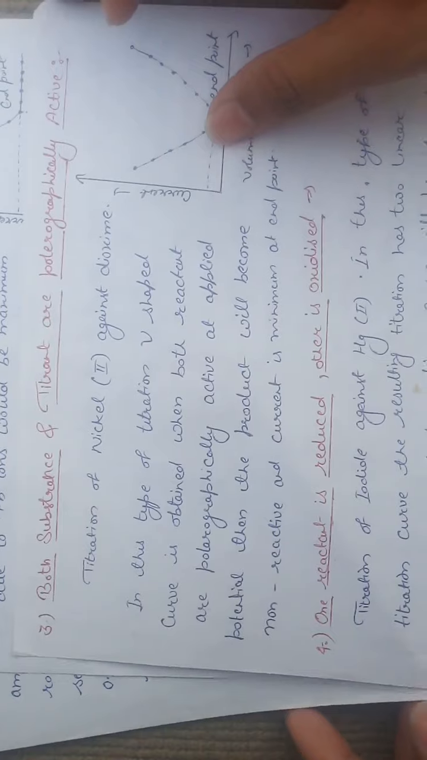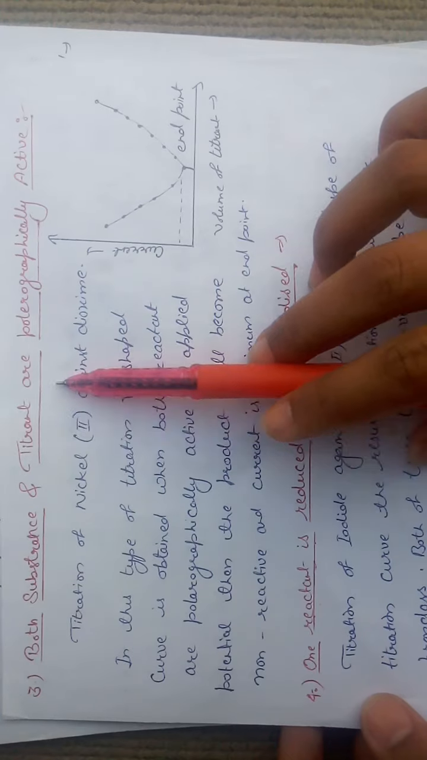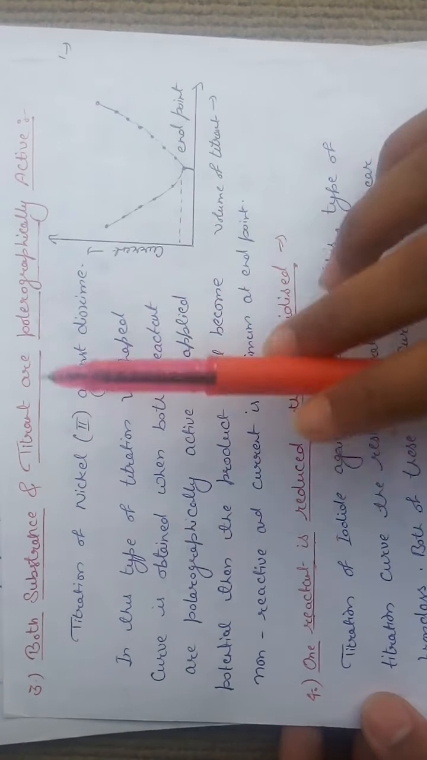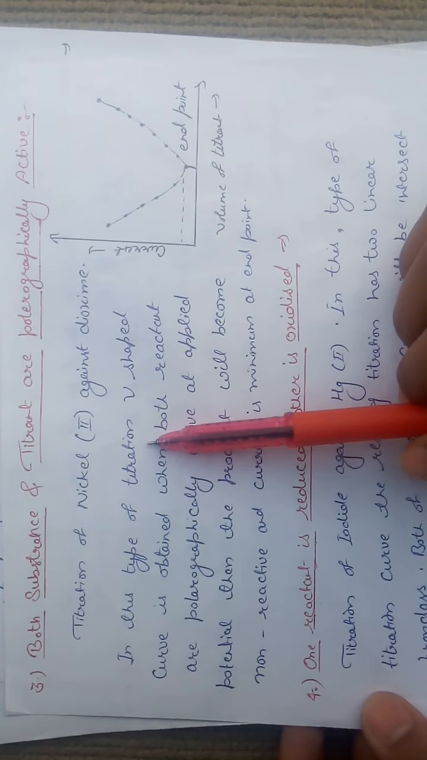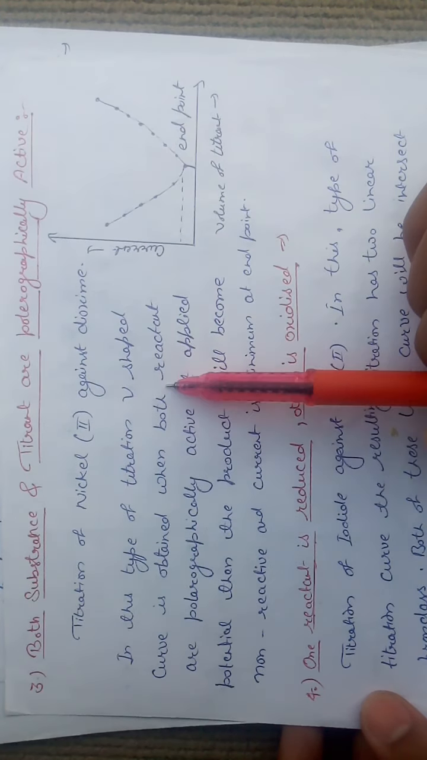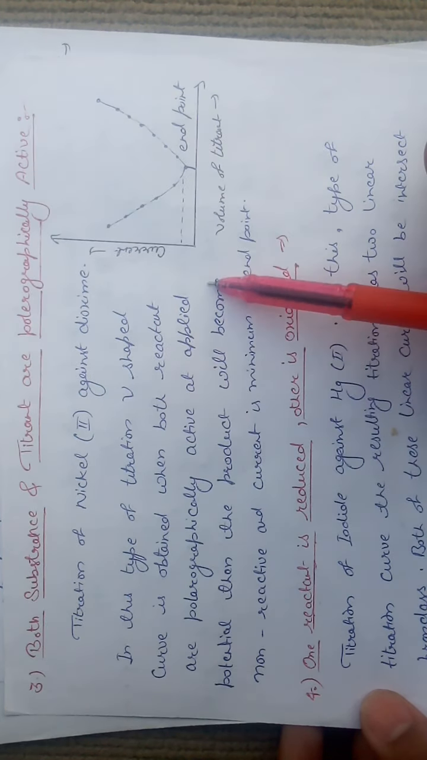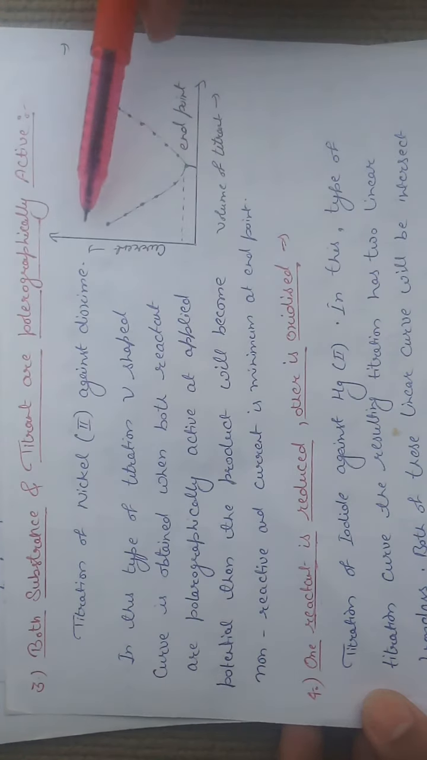Right guys? The third titration is where both the substance and titrant are polarographically active. That means in this both will be active. Titration of nickel against dioxime. In this type of titration, a V-shaped curve is obtained when both reactants are polarographically active at the applied potential. Then the product becomes non-reactive and the current is minimum at the endpoint. Here, this is a V-shaped curve and the current is minimum at the endpoint.